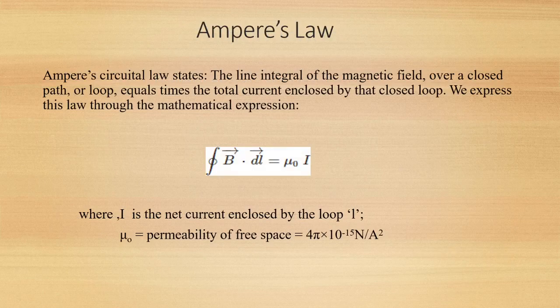Now let us see what is Ampere's circuital law. Ampere's circuital law states that the line integral of the magnetic field over a closed path or loop equals mu naught times the total current enclosed by that closed loop. We express this law through the mathematical expression: closed integral of B dl is equal to mu naught I.